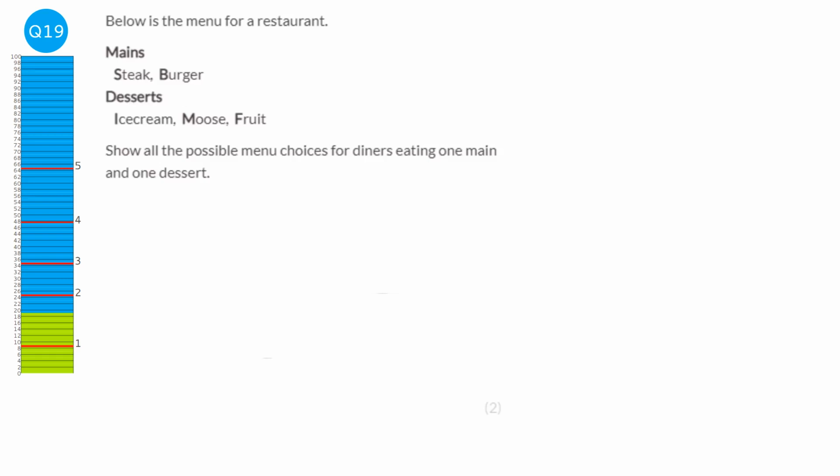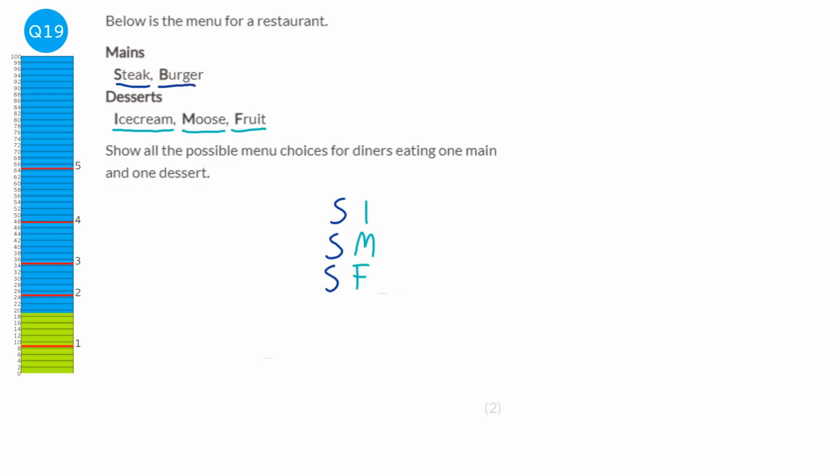It's really important when answering this question that we're really methodical. So we're going to start off just looking at steak. I'm going to start off with the steak and pair it with the first dessert, which is the ice cream. Then we're going to pair the steak with the second dessert, which is the mousse. Then we're going to pair it with the third dessert, which is the fruit. So we're being really methodical. We've done all of the combinations with steak.